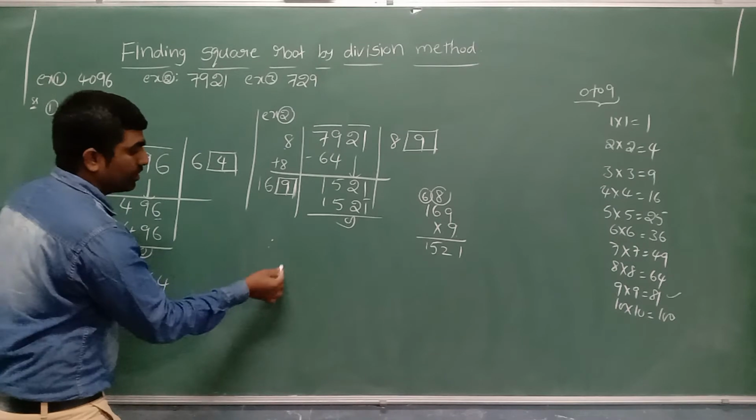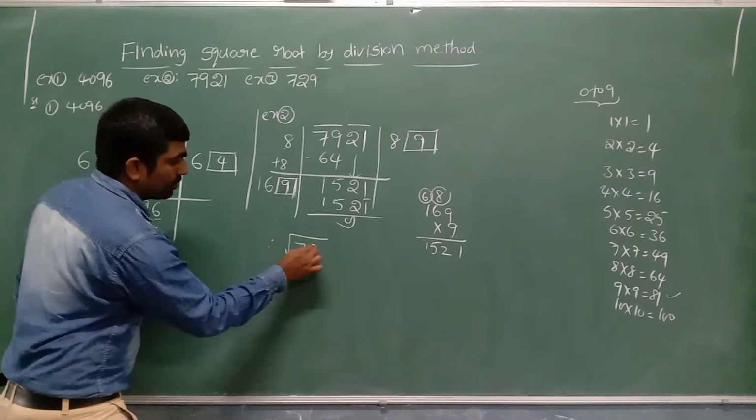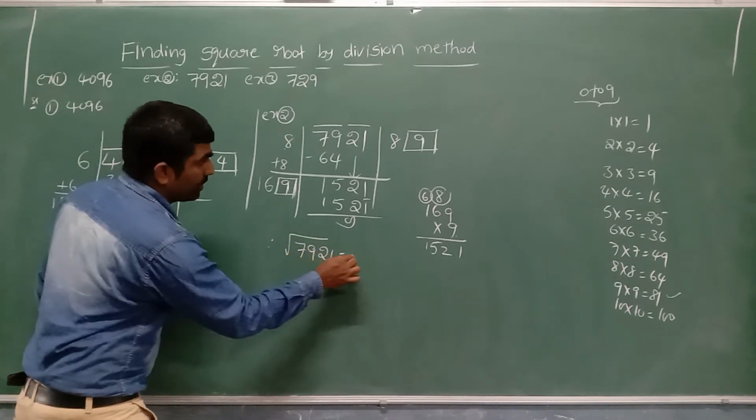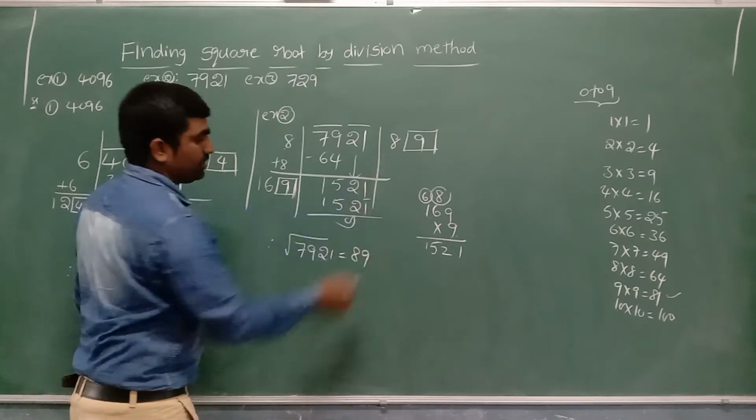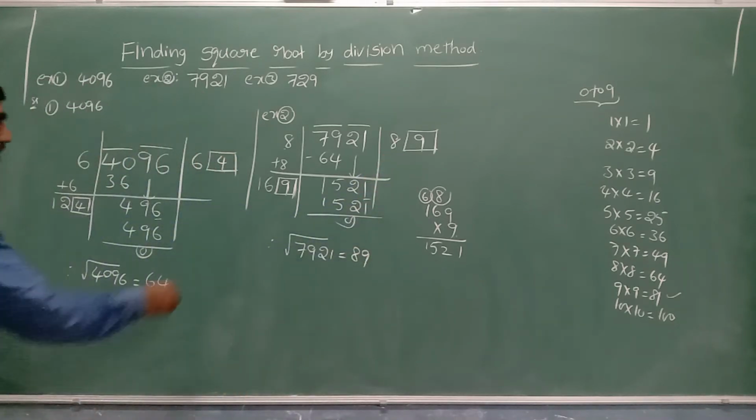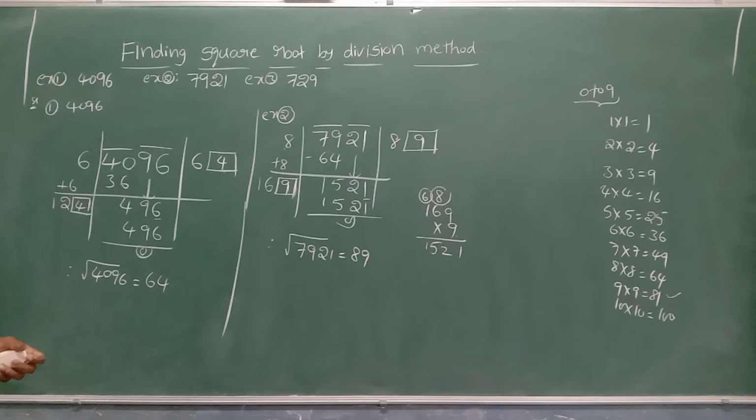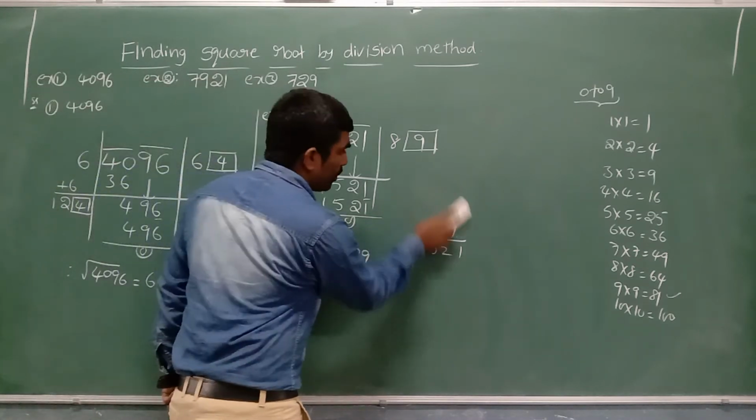Now we can say, therefore square root of 7921 is equal to how much? 89. Is equal to 89. So that is the way we can find square root of the numbers by using this long division method.